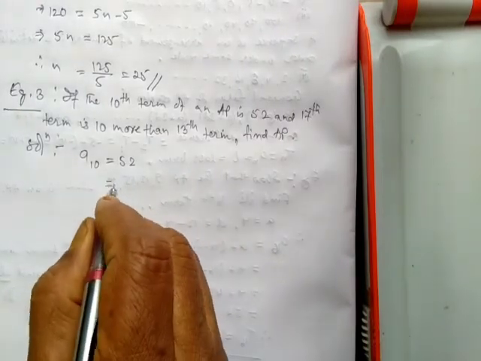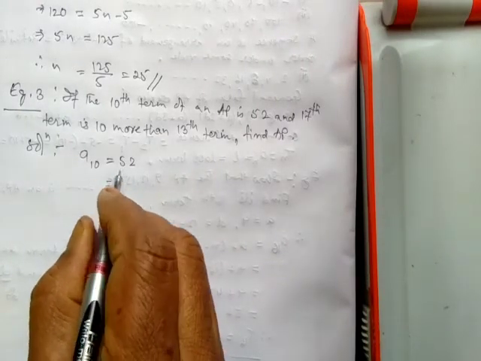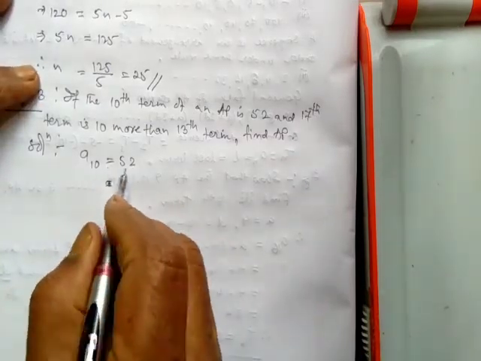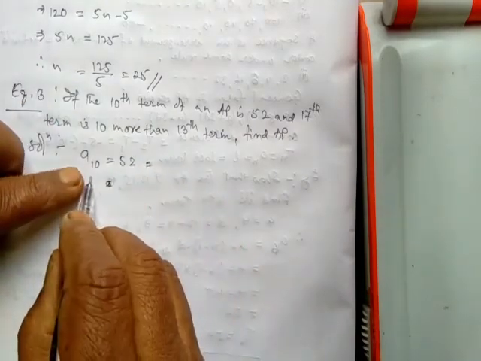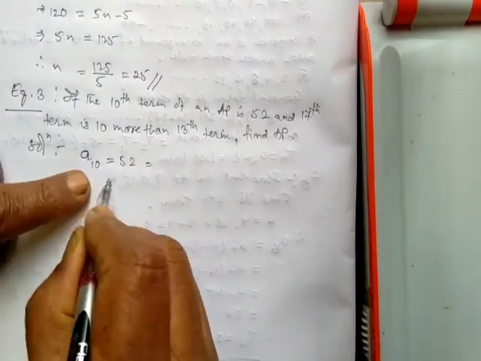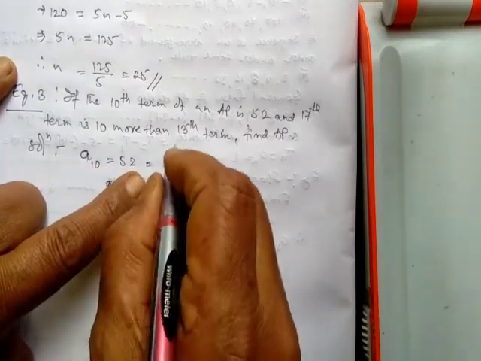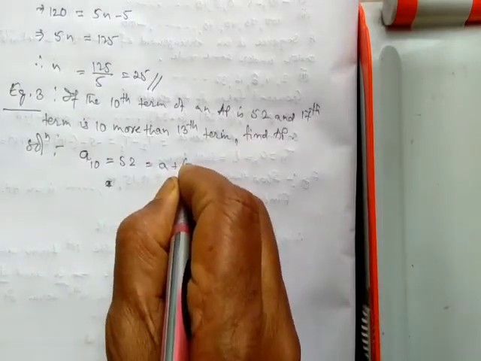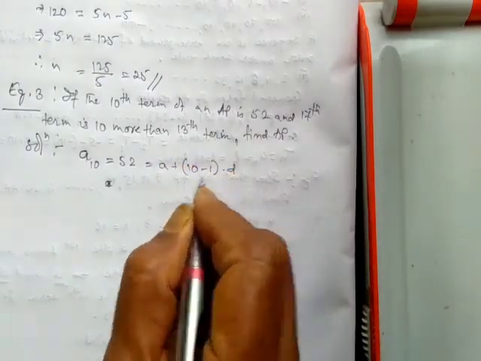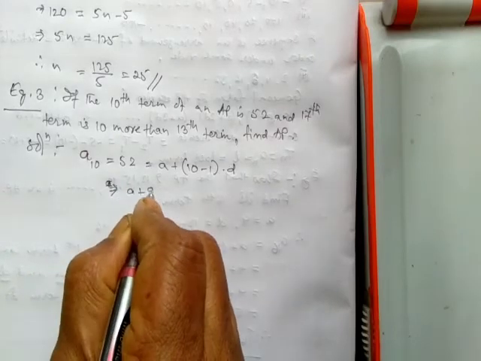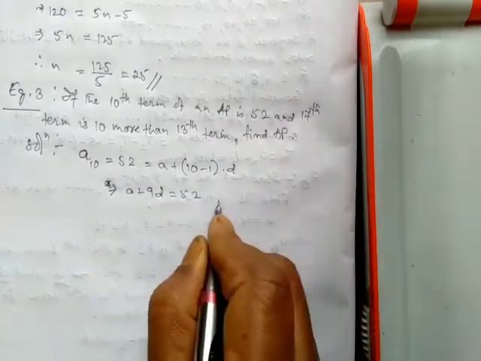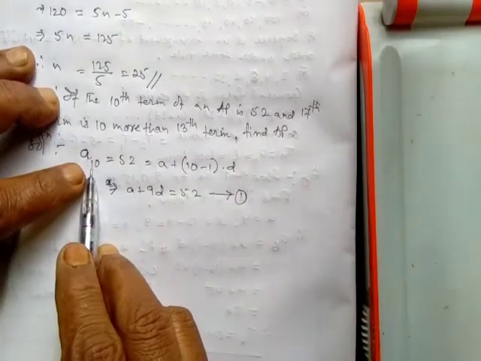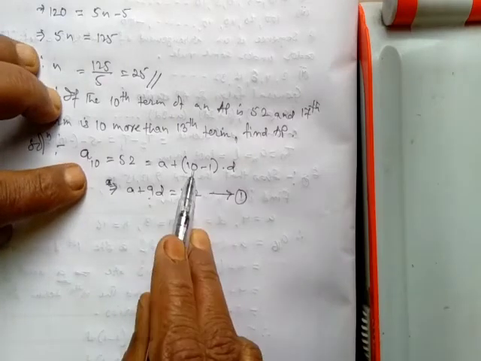A10 is equal to 52, which is a plus (10 minus 1) into d. This implies a plus 9d is equal to 52. This is your equation 1. What you have noticed is that for the 10th term, here it is 9, one is reduced because 10 minus 1 is 9.